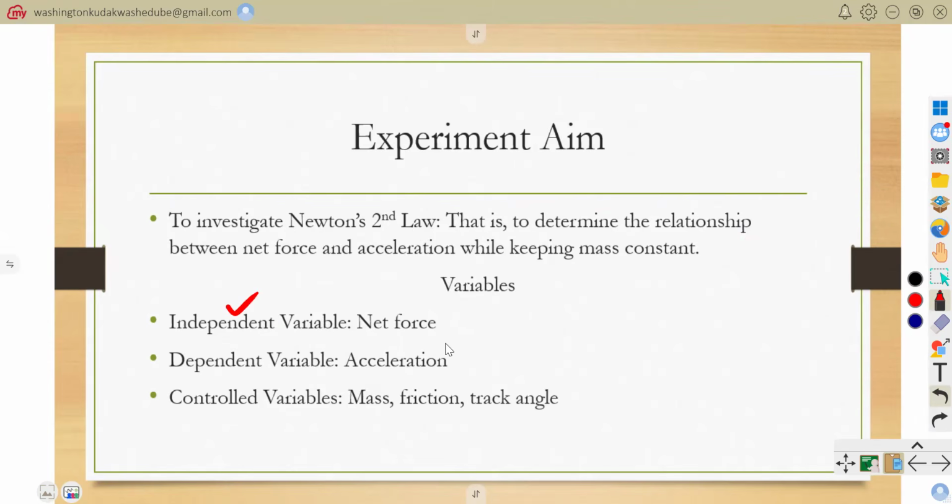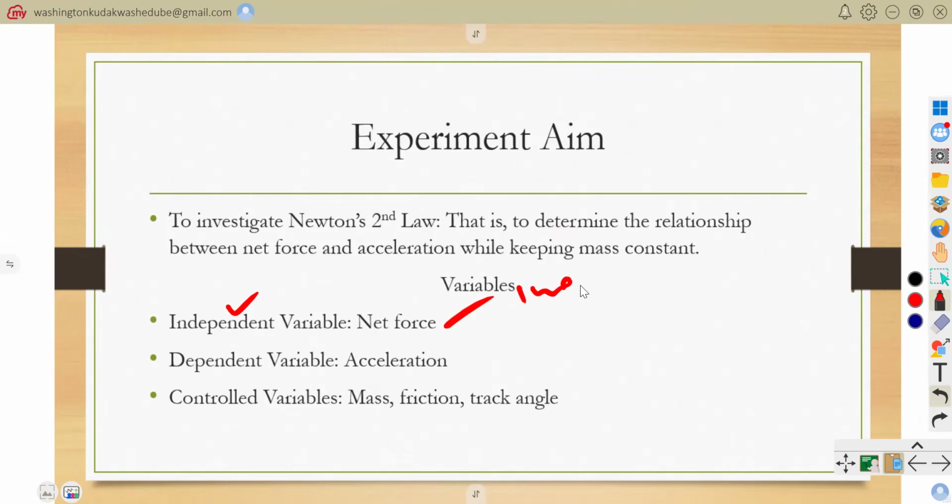For example, in this experiment our independent variable could be either net force or mass. But here we want our net force to be our independent variable, because we want to determine the relationship between our net force and acceleration. Therefore, the independent variable for this experiment is our net force, so that our acceleration will now depend on how we vary our net force.